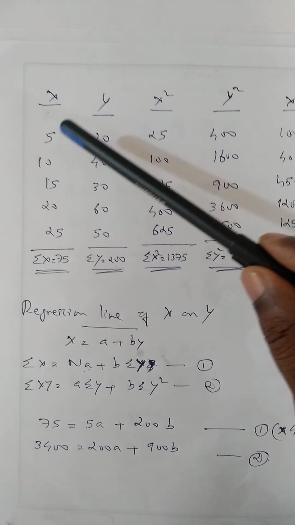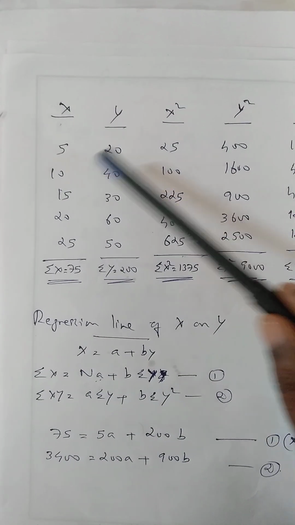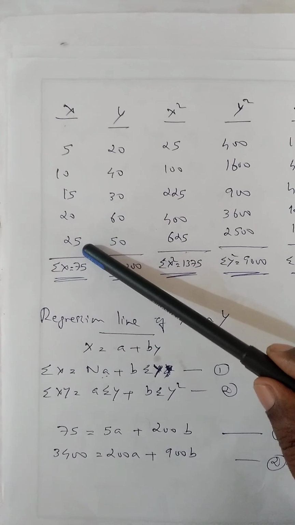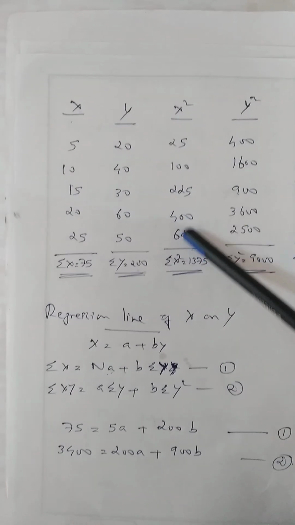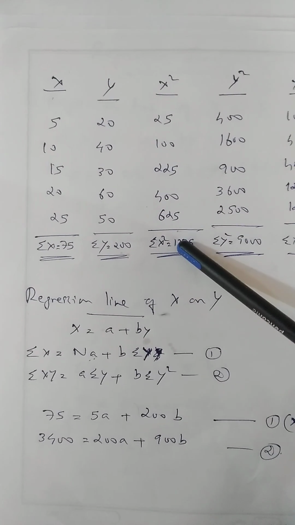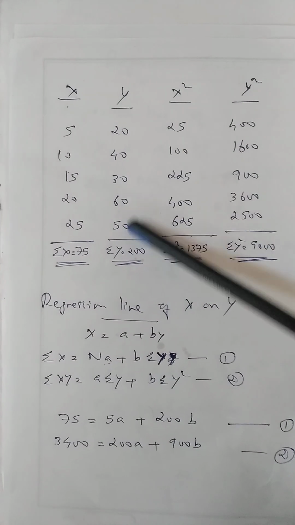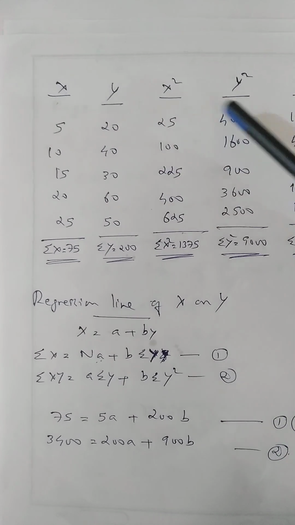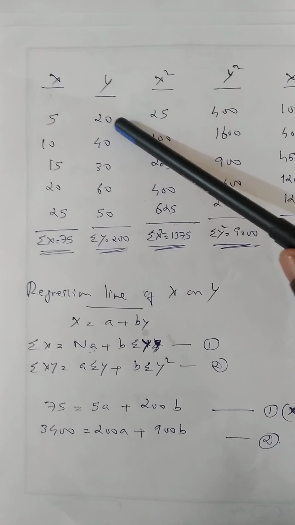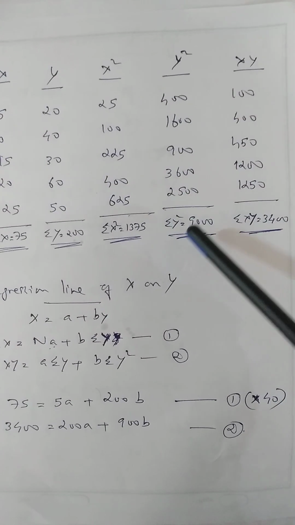Then we need x square. Each and every x value should be squared. 5 into 5, 25. 10 into 10, 100. 15 into 15, 225. In this way, each and every x value should be squared and you get the x square value. After getting this x square, take the total of that, you get sigma x square. Then y square. Y values are here. Square each and every y value. 20 into 20, 400. 40 into 40, 1600. In this way, square all the y values and write up this column. Then take the total of this y square column, you get sigma y square.